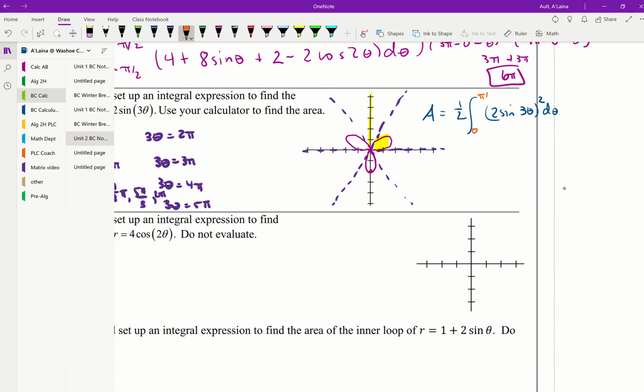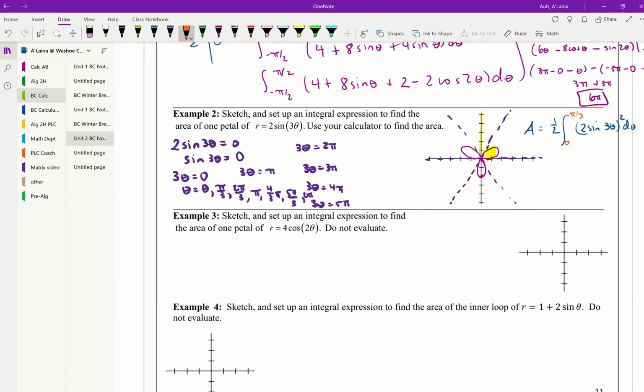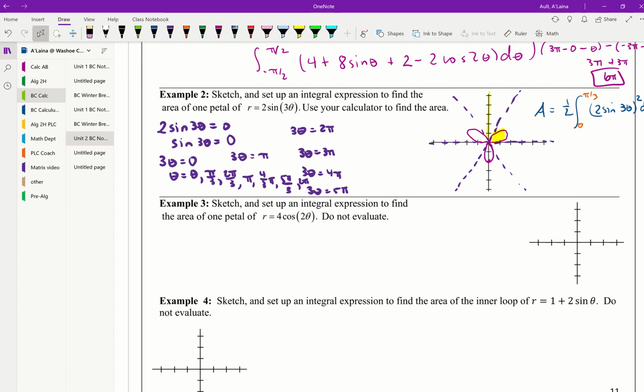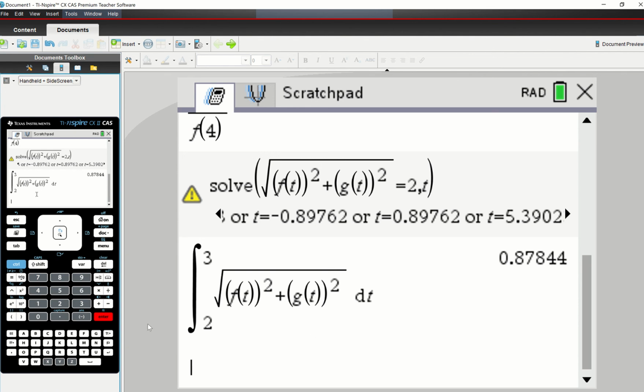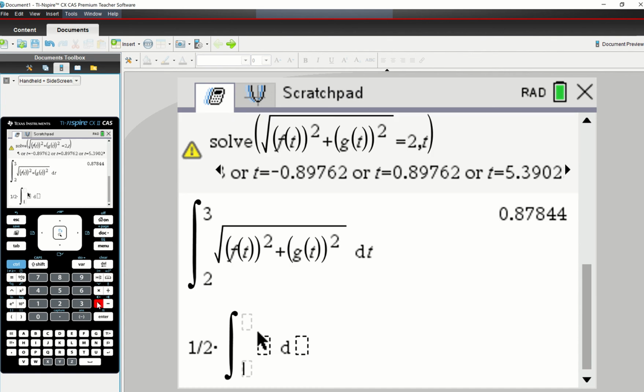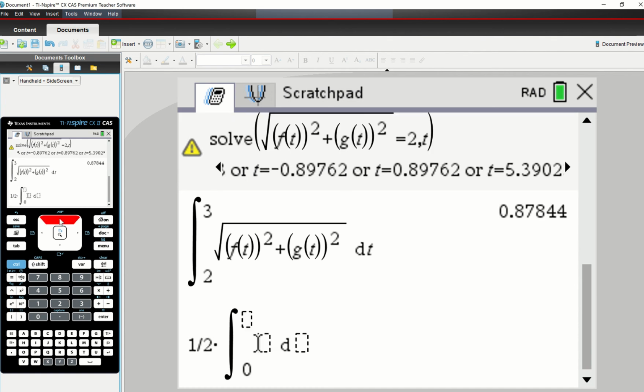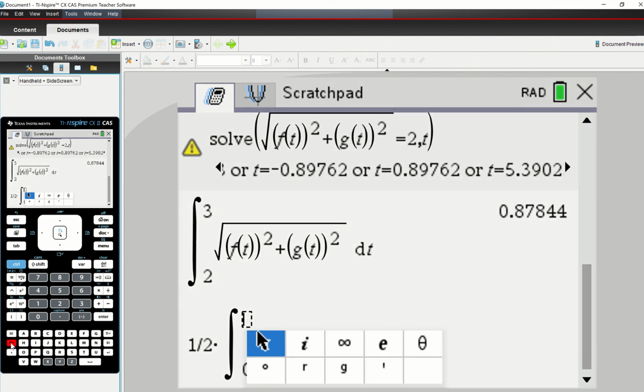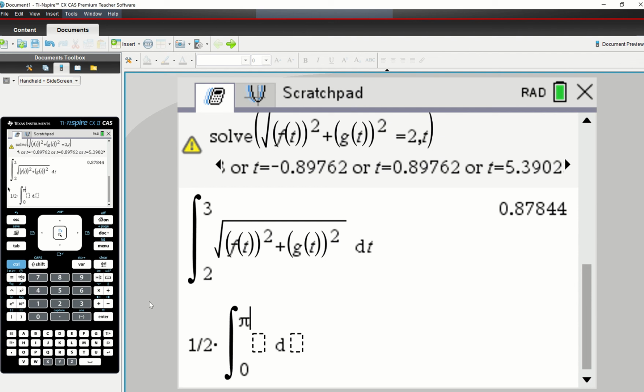And notice that those are going to be those values that I found here when I figured out where the radius equals 0. Now, how do I enter this onto my calculator? So I'm going to do 1/2 times the definite integral. So shift plus. I went from 0 to pi over 3. Your pi button's right here. So pi over 3.